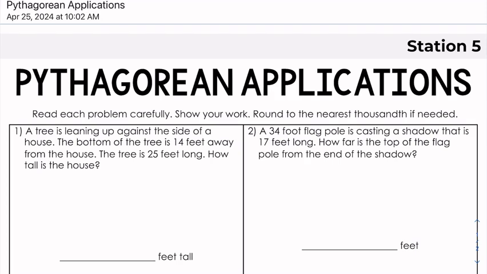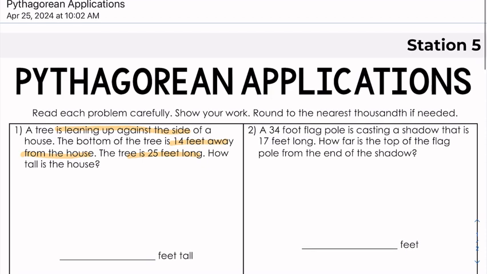So we've got the bottom of the tree is 14 feet away from the house, and the tree itself is 25 feet long. How tall is the house? Okay, so tree leaning up against the side of the house. Let's just imagine what that looks like. I've got my house here, a really skinny house, and we've got a tree that is leaning up against the house.